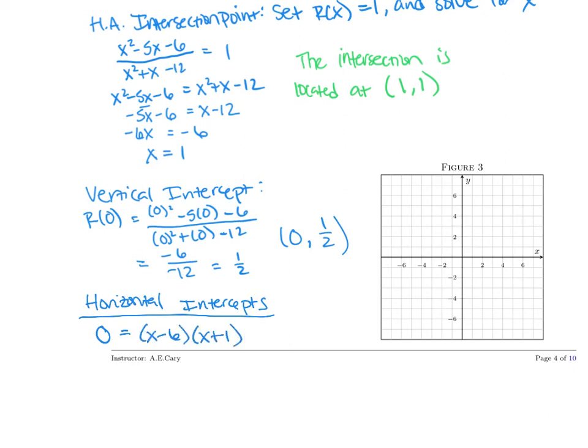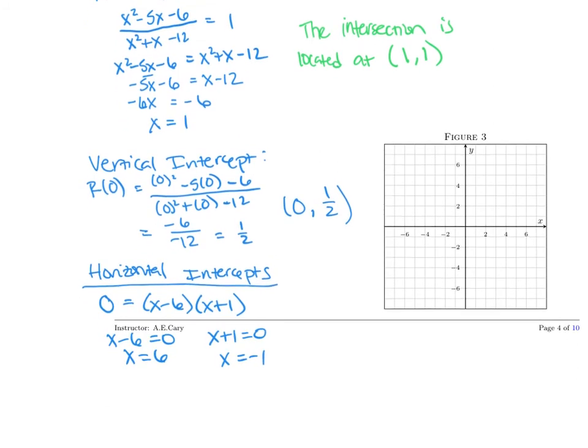And I'm going to use the factored version this time, because this is going to help me solve. So I'm going to say that x minus 6 is equal to 0, and x plus 1 is equal to 0. If I want to find my actual zeros, I'll solve for both of these and get x is equal to 6, and x is equal to negative 1.